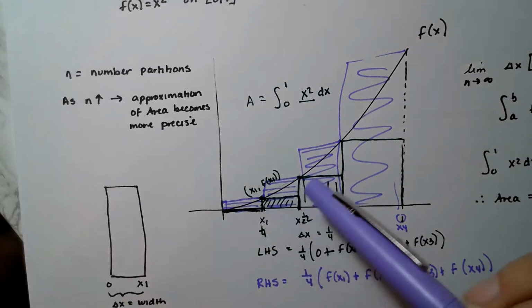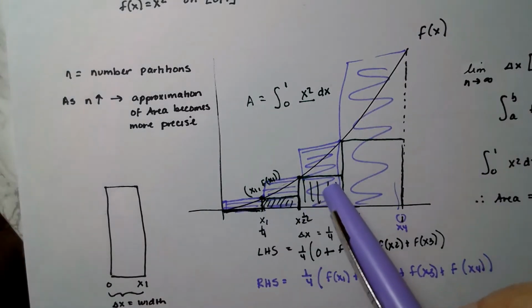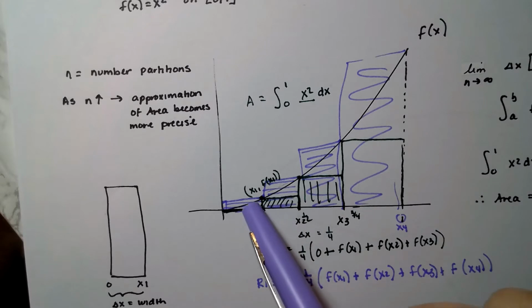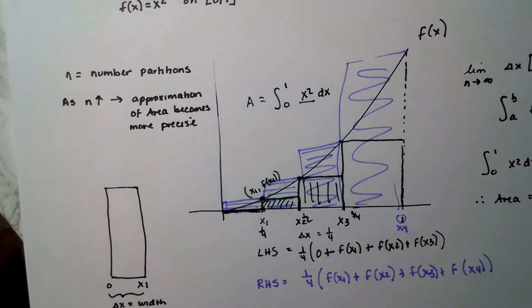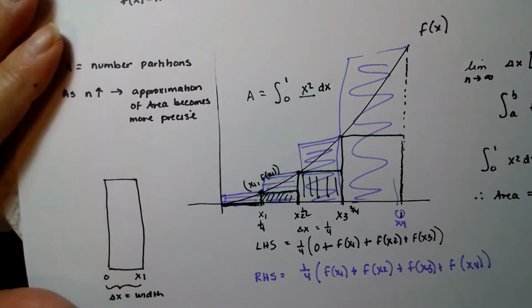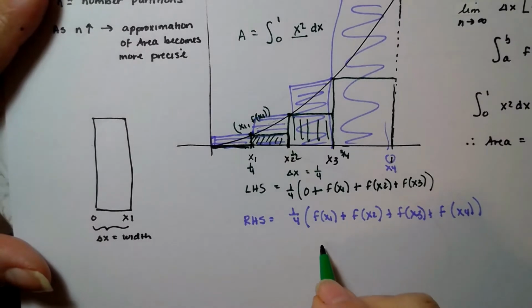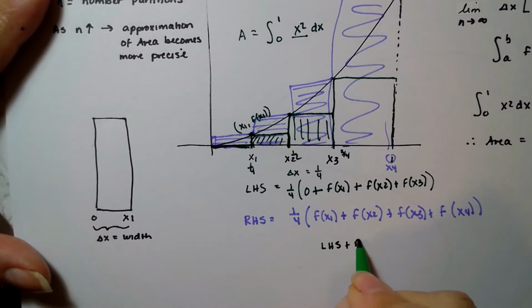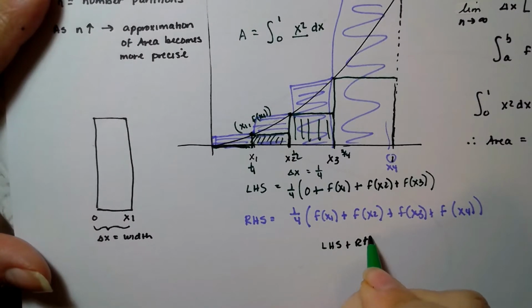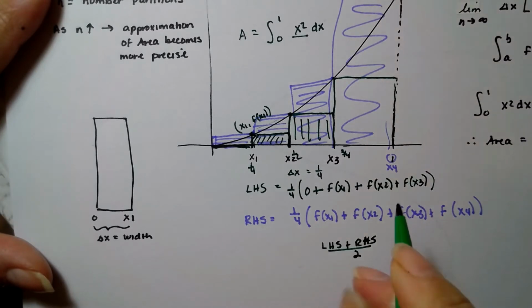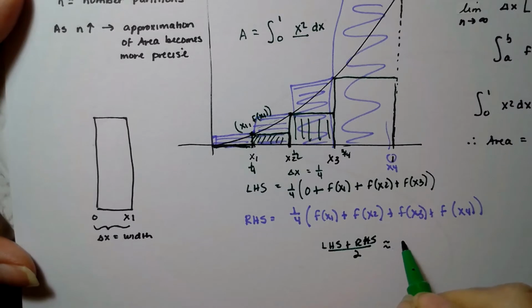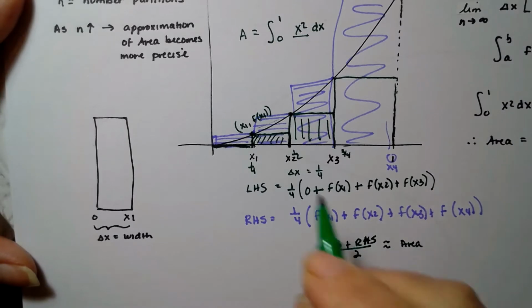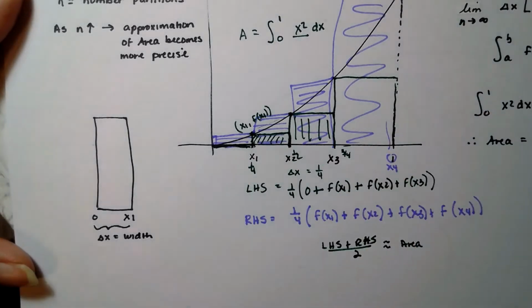Remember, because this is monotone, the left-hand sum is going to be an underestimate, because we're going to have gaps in the area. And the right-hand sum is going to be an overestimate, so we're going to have excess area. But what we know is that if we add the left-hand sum to the right-hand sum and divide by 2, so if we take the average of the left and right-hand sums, then we get a pretty good approximation of the area between the function and the x-axis.